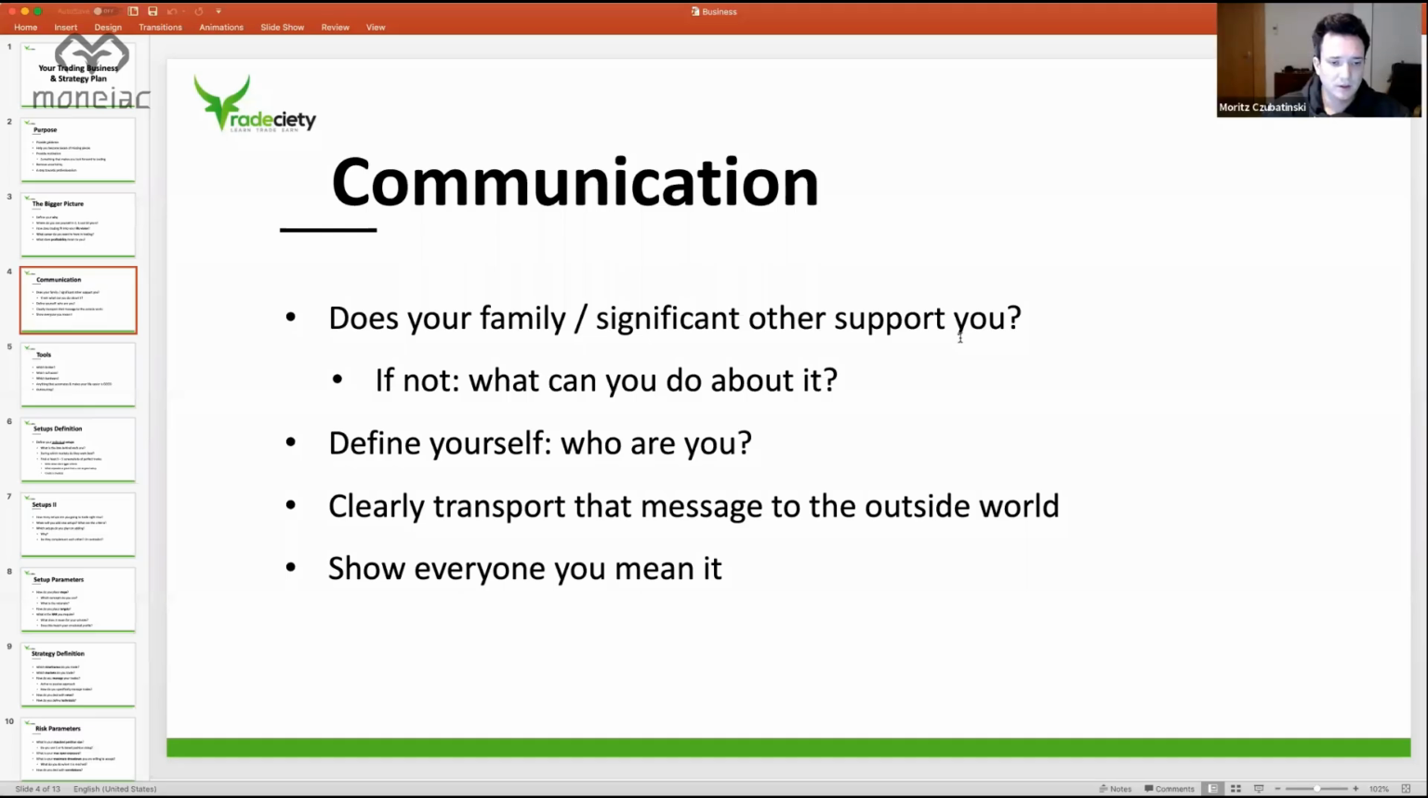Definitely, especially your spouse and your parents. If they are not behind what you do, it's gonna mess with your head 100%. So you either have to solve that conflict, or you have to show them that you are serious about this. And a business plan can help with that, of course.